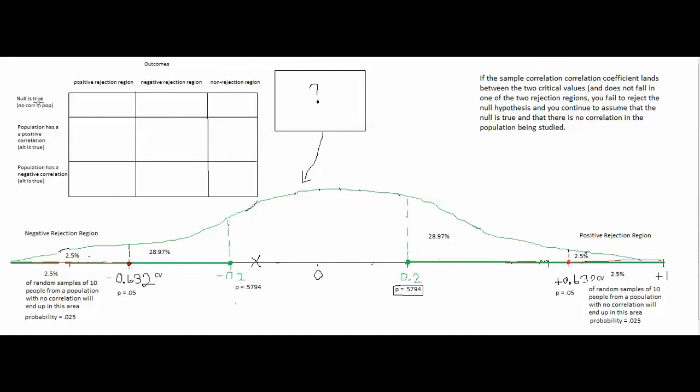So over here we have the different possibilities that could be true about the population, and over here we have the possible outcomes that might be found with our sample, because our sample could land in the non-rejection region between the critical values. It could land in the negative rejection region, or it could land in the positive rejection region.